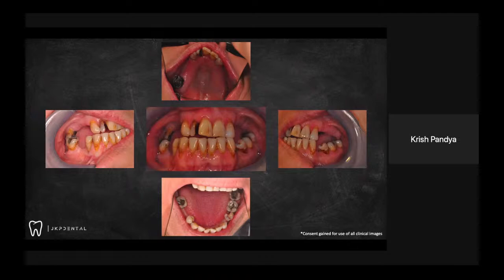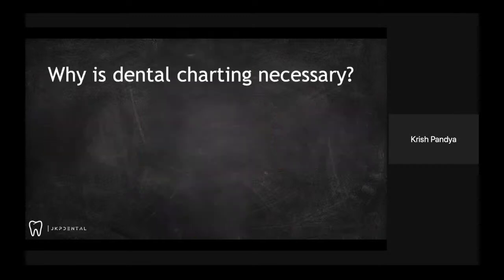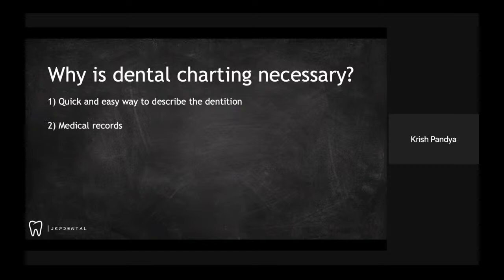Trying to describe all of this to the patient, a dentist, or a nurse would probably take me the best part of an hour. So that's the first use of dental charting. It's an easy and succinct way of describing the current state of the dentition. The next use is for medical records. Charting the teeth records the presence of health and disease in the mouth.